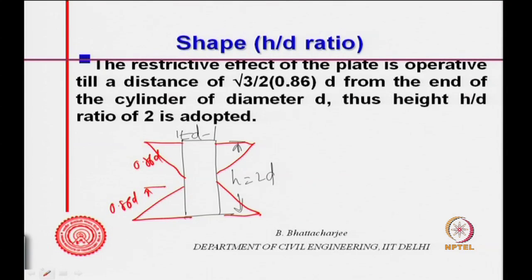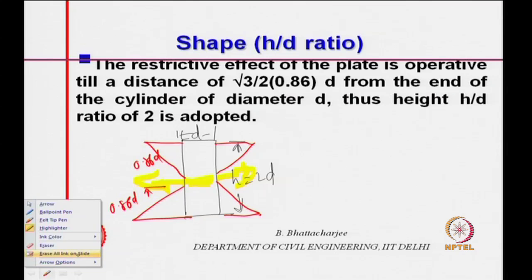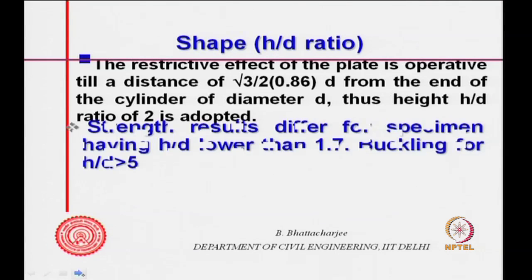So, there is some portion where you have no platen effect, it will expand easily along this direction. Therefore, we adopt h by d equal to 2 and we find the strength is lower in case of cylinder. Okay. So, that is it, strength is lower in case of cylinder.